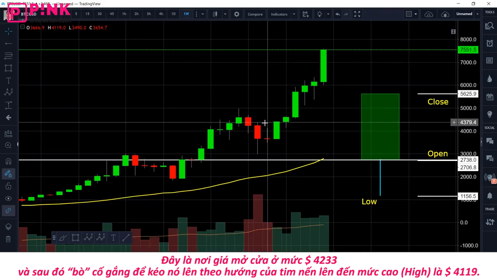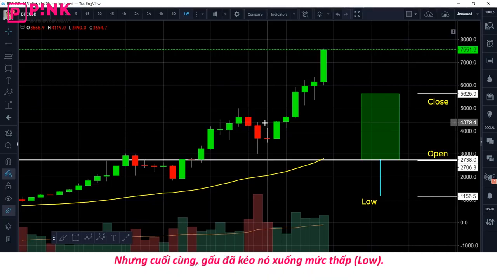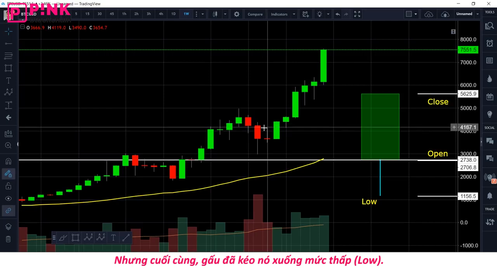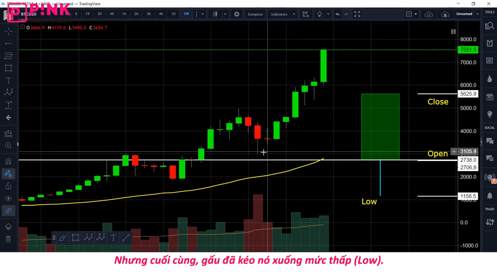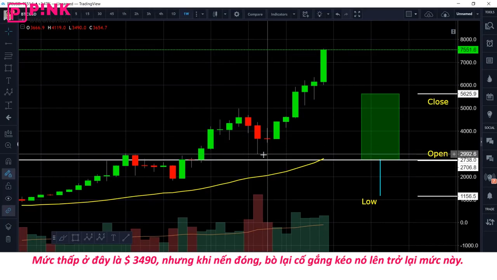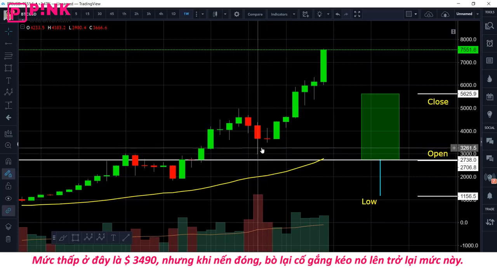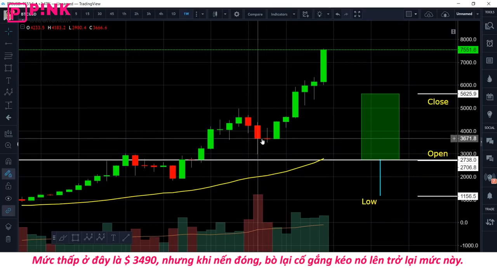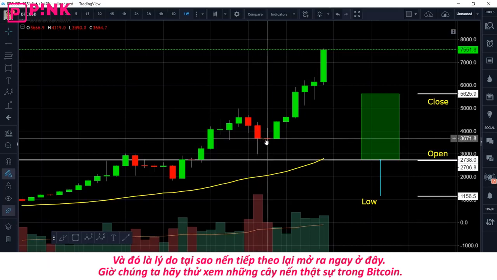The bulls pushed it to a high of $4,119, but during the candle formation, the bears have pushed it all the way down to a low. All the way down to a low right here, okay guys? Right here, a low of 3,490. But by the end of the candle close, the bulls actually pushed it all the way back up, okay? Right here. And that's why the next candle, that's where it opens, right here.